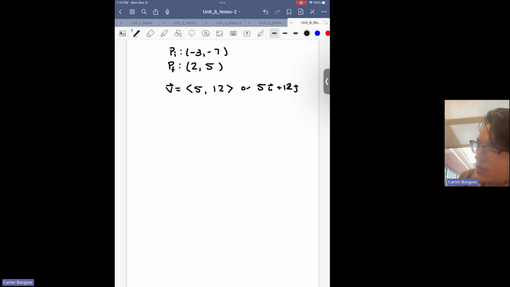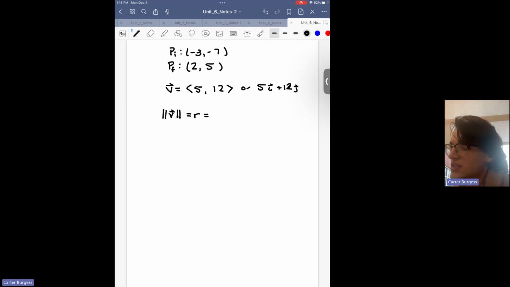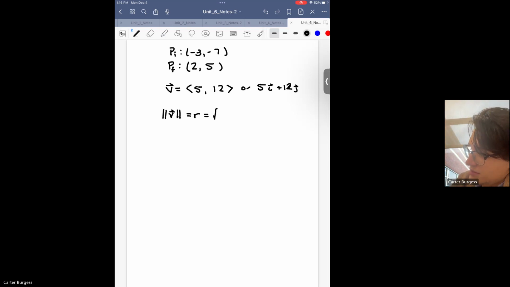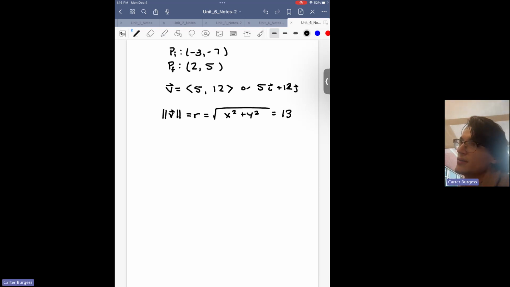Now, I don't think I wrote this notation last time, but I'll put it up now just so that we see it. The magnitude of this vector v, which is the same thing as finding that value of r. What do we have to do in order to find the magnitude? Yeah, the square root of x squared plus y squared, which in this case is going to give us 13. 5 squared plus 12 squared, take the square root of that, you should get 13, or the square root of 169, same thing.